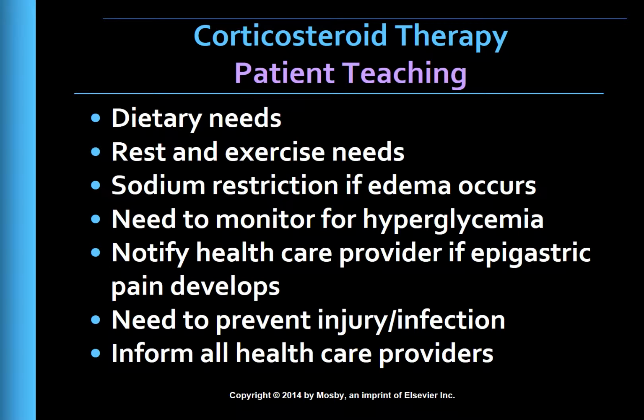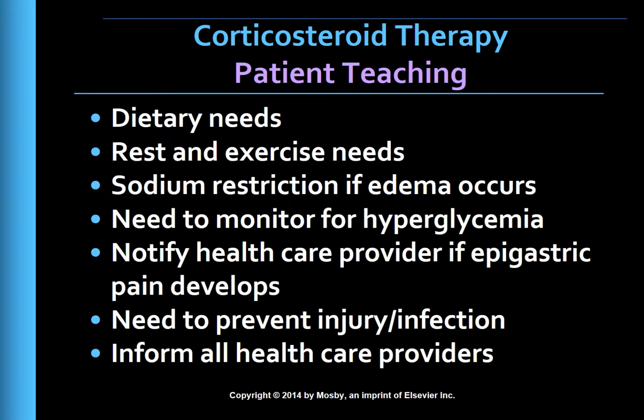Monitor glucose levels and recognize symptoms of hyperglycemia, for example polydipsia, polyuria, and blurred vision. Report hyperglycemic symptoms or capillary glucose levels exceeding 120 milligrams percent. Notify healthcare provider if experiencing heartburn after meals or epigastric pain that is not relieved by antacids. See an eye specialist yearly to assess for development of cataracts.